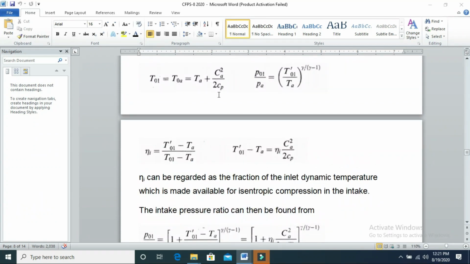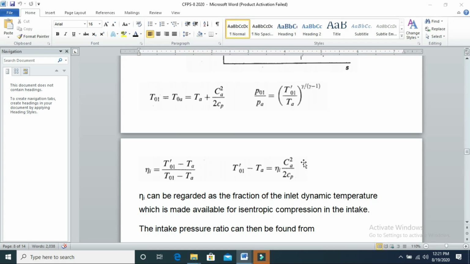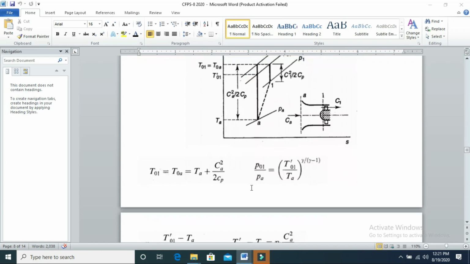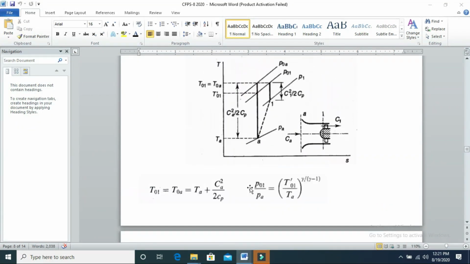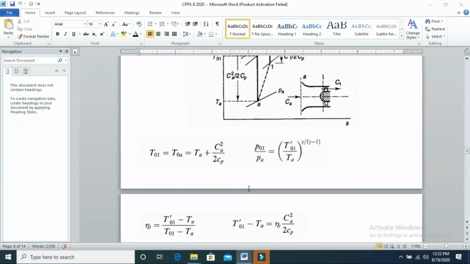The relation can be written for the temperature difference, the ideal total temperature before the compressor. It can be written in terms of isentropic efficiency. Using these two formulas, we can write the temperature difference, static temperature at inlet, and the ideal total temperature at the inlet. Ideal total temperature T01 dash will be the temperature if the same pressure is achieved and the process is isentropic.